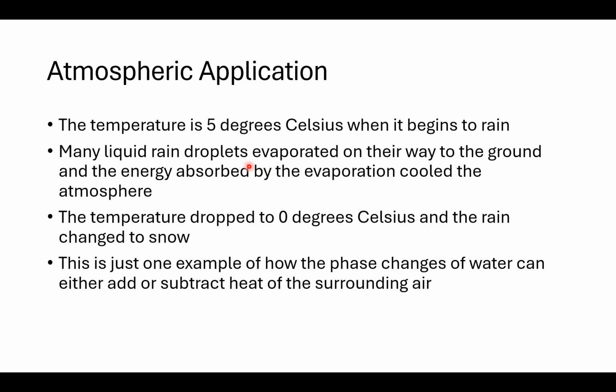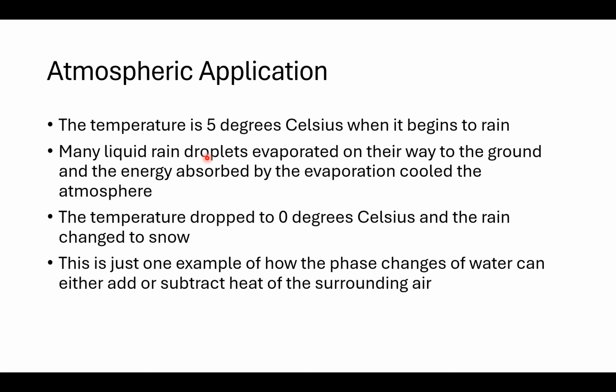There are many liquid rain droplets, however, that are evaporating on their way to the ground. So sometimes there's a case in which we have a pretty significant dry layer of air beneath the cloud base. So between the cloud and the ground, there's a lot of dry air. So initially what happens is, as these liquid rain droplets fall through the atmosphere, come out of the cloud and go towards the ground, they are going to evaporate because of all the dry air.